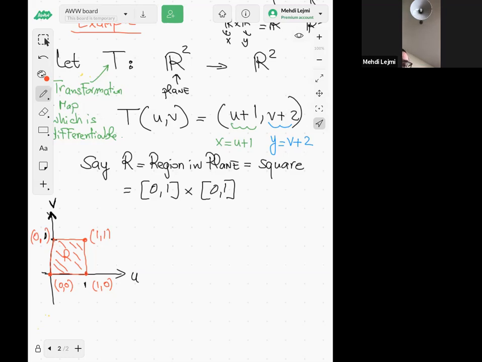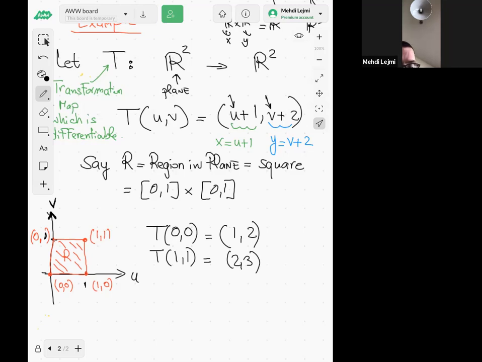So let's see what happens to the vertices. For example, what would be T of (0, 0)? Well, T of (0, 0) is just u is 0, v is 0, so then that's (1, 2), right? I'm just replacing u and v by 0, 0. If you take another vertex, let's say vertex (1, 1), then T of (1, 1) would be (2, 3), right?